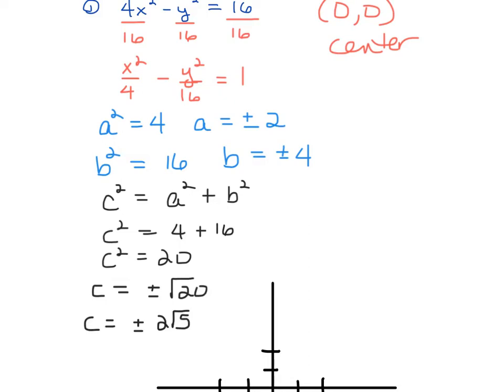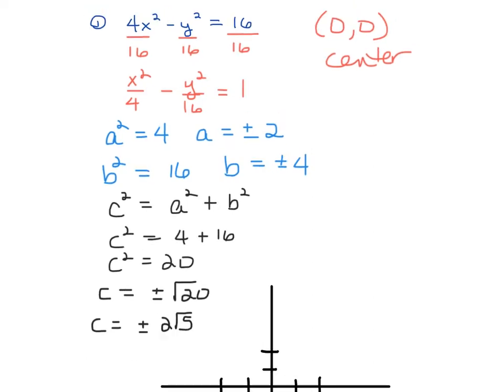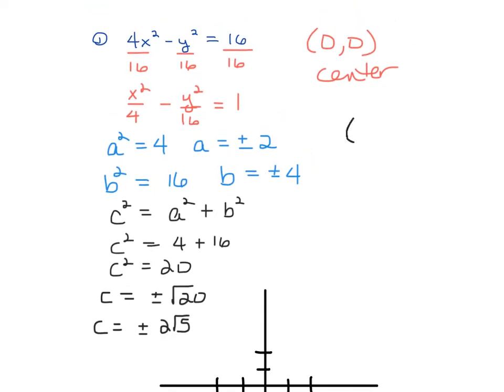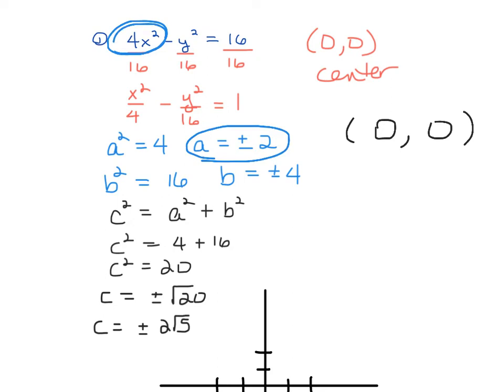I now need to find the vertices. The way that I'm going to find the vertices is I'm going to take my center point and add and subtract my a value. And the number that I'm going to add and subtract it to is going to be whatever letter here is first. That's where I add and subtract the a.